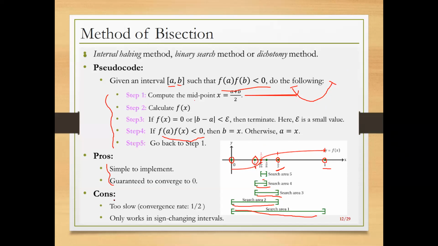Then no matter which point you choose, as long as they have different signs, you'll always get close to that root. The negative thing about this method is it's too slow. Every time it's binary, so it's log n. Every time it divides into half, so it may take a long time. And it will only work for functions which have sign-changing intervals. Your function should definitely intercept the x-axis. If it doesn't, this won't work, because in that case this condition will not always hold.